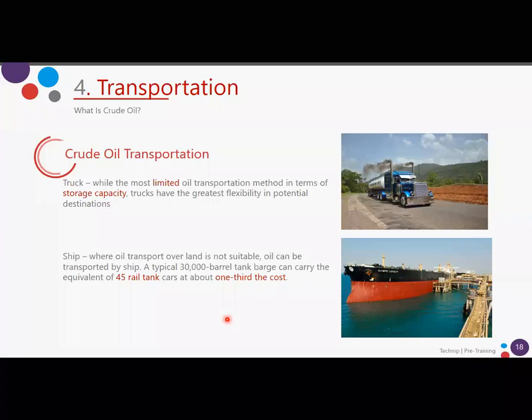So we have seen that we can transport the crude oil in four ways. By pipeline, which is used more when you transport crude oil within a country or with neighboring countries. You can also transport by train. You can also transport by truck or by ship.